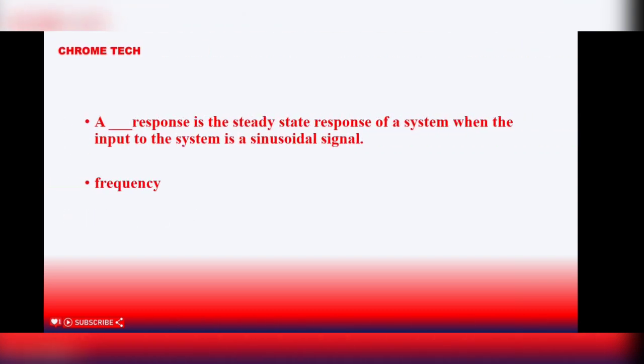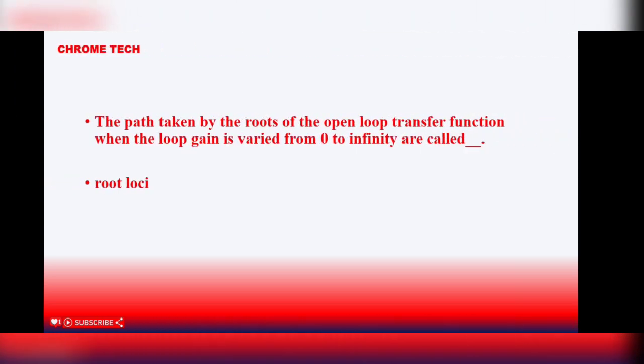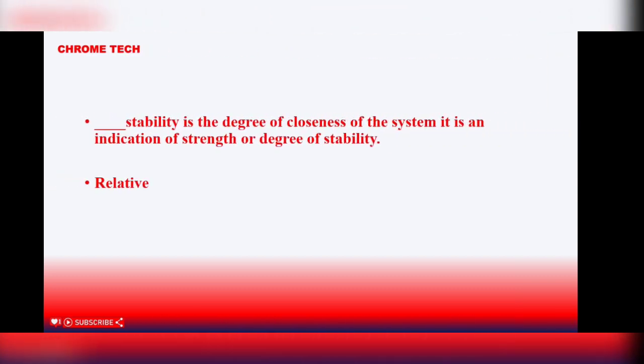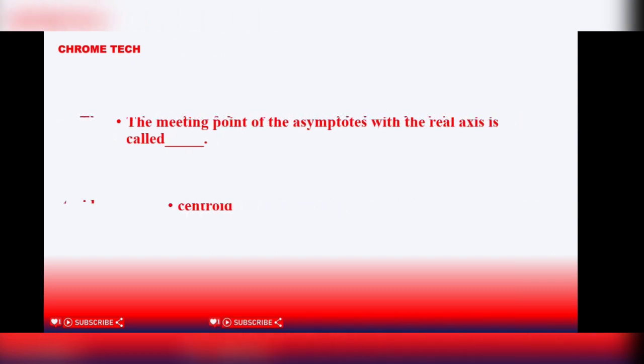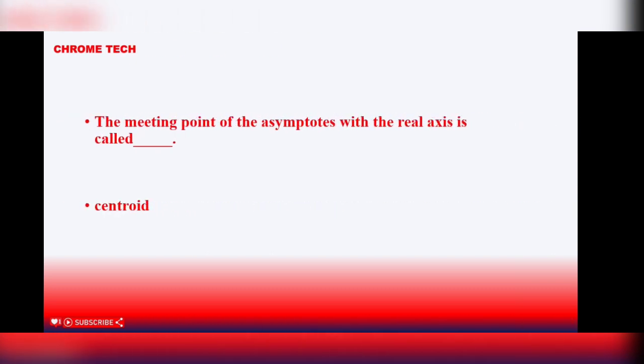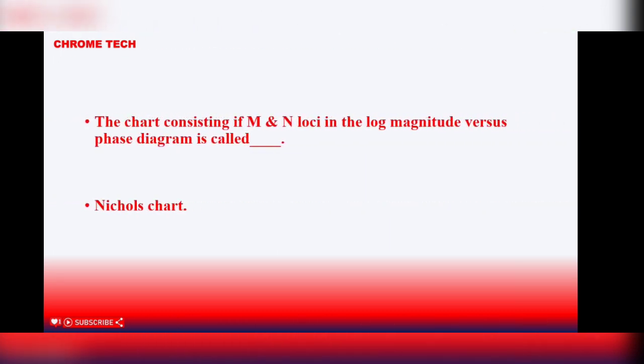A dash response is the steady state response of a system when the input to the system is a sinusoidal signal of frequency. The path taken by the roots of the open loop transfer function when the loop gain is varied from 0 to infinity is called root loci. Dash stability is the degree of closeness of the system. It is an indication of strength or degree of stability. Relative stability. Next question. The meeting point of the asymptotes with the real axis is called centroid. The chart consisting of M and N loci in the log magnitude versus phase diagram is called Nichols chart.